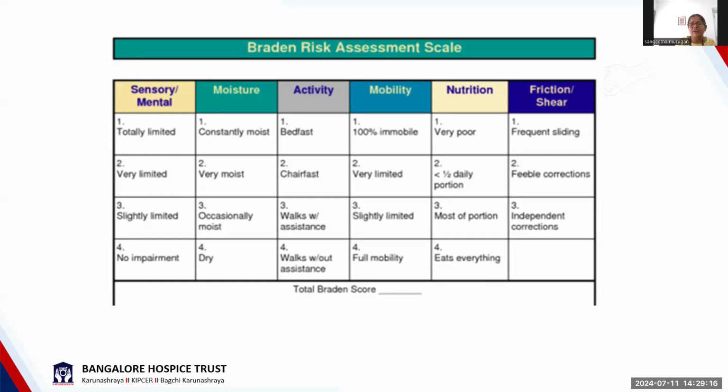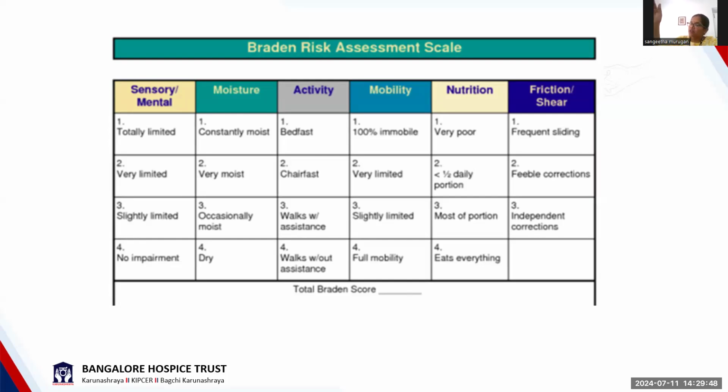So all these factors have to be analyzed, and the score should be 23. If the patient is getting a score of 19 to 23, there is no risk of developing pressure ulcer. 19 to 23, no risk. If the patient is getting 18 to 15, mild risk of getting pressure ulcer. If 14 to 13, moderate risk. If it is 12 to 10, high risk. If the patient is getting a score less than 9, there is severe risk of developing pressure ulcer.